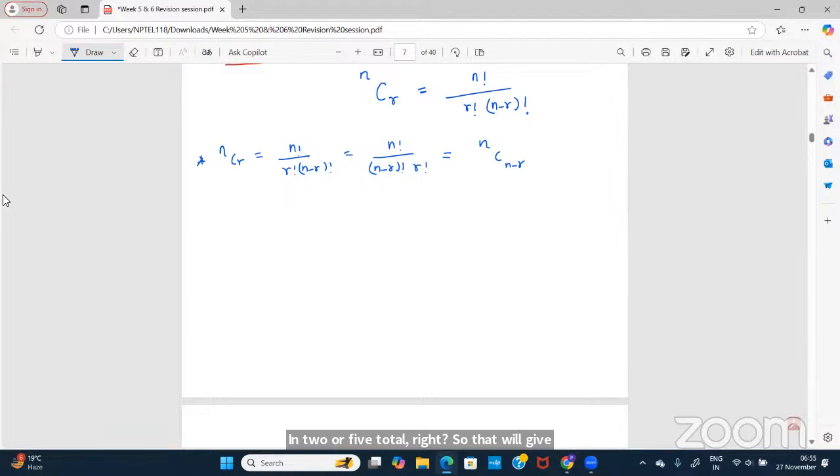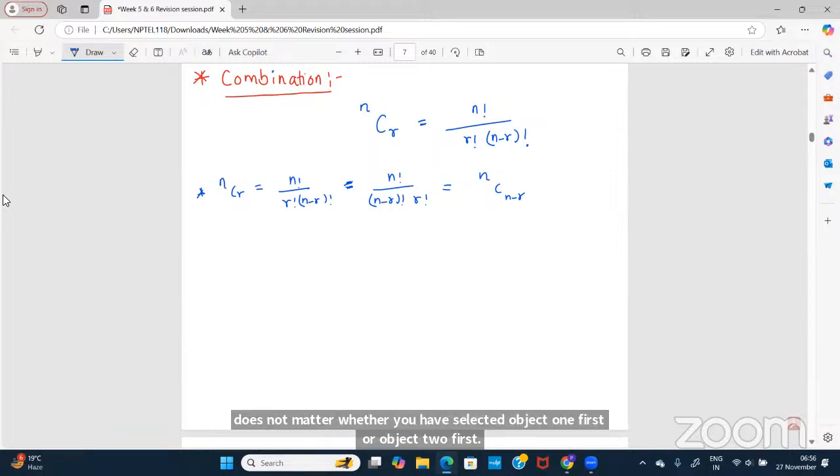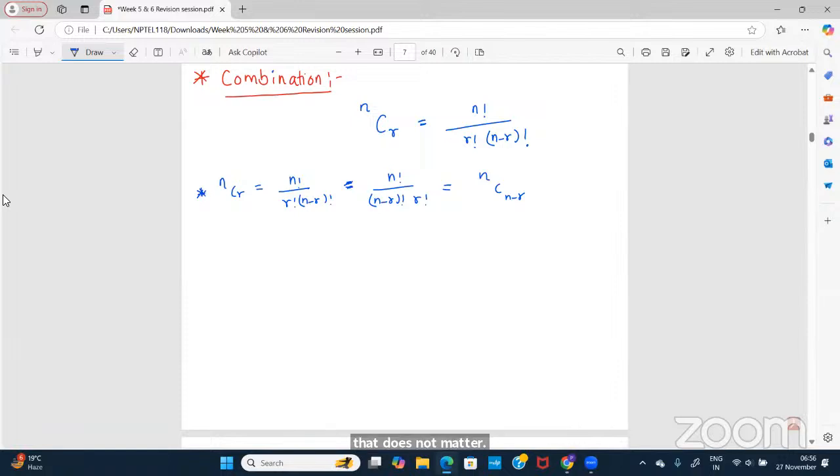If the problem statement says something like randomly, then we need to think about using this nCr formula, right, ma'am? Yes, we just have to select two things. Order does not matter, whether you have selected object 1 first or object 2 first. We'll see the question also.